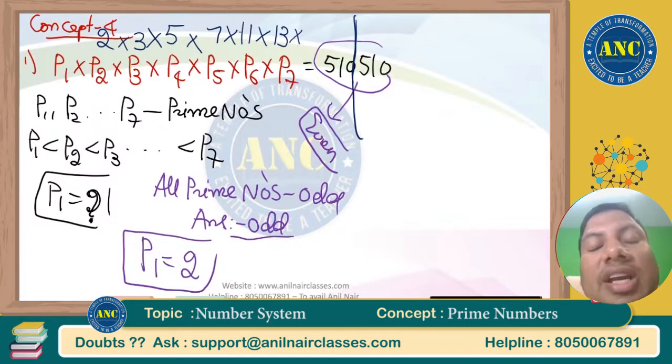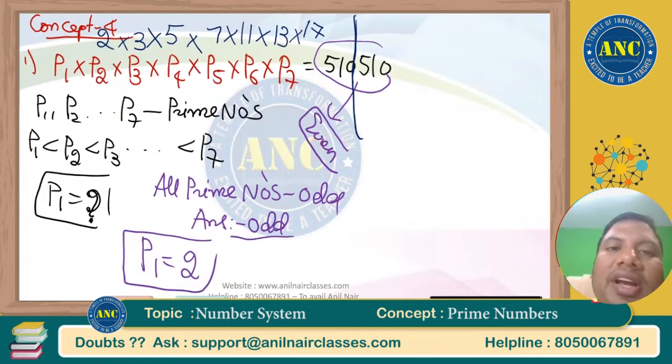After 13, what is the next prime number? 17. So we got the answer as 2, 3, 5, 7, 11, 13, 17. Is the idea clear?